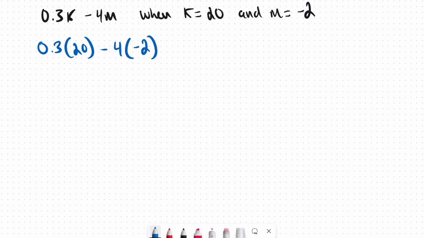We're just substituting the value of m equals negative 2 into the expression, and now we multiply. So we're going to have 0.3 times 20, which is going to equal 6, and then minus 4 times negative 2 is negative 8. And now we have a negative times a negative, which is going to equal a plus, or adding in this case. So we have 6 plus 8, and 6 plus 8 is simply 14. So the expression is equal to 14 when k is equal to 20 and m is equal to negative 2.